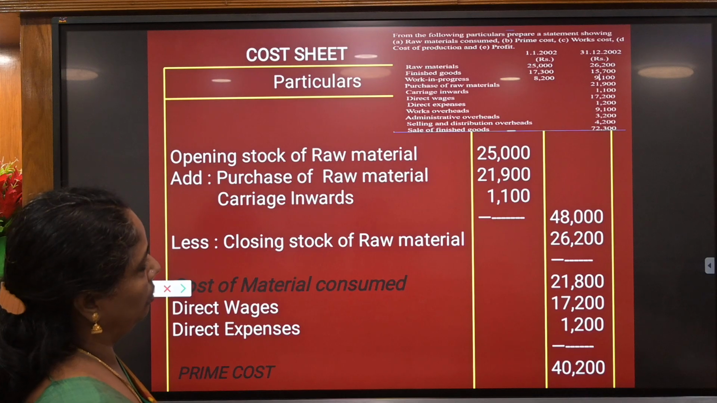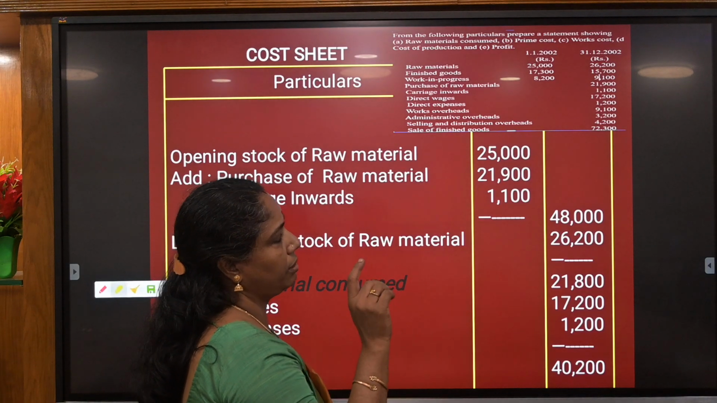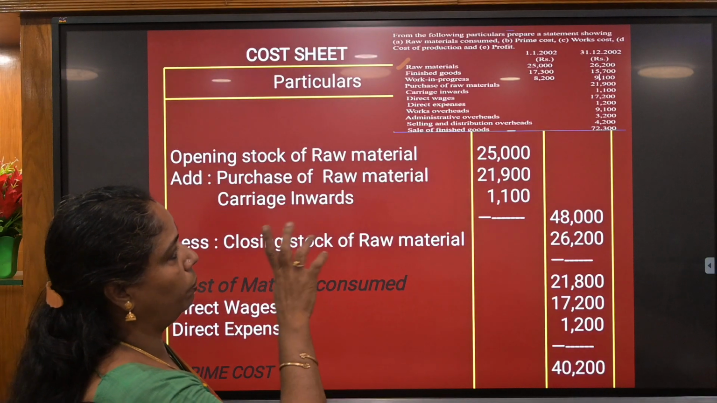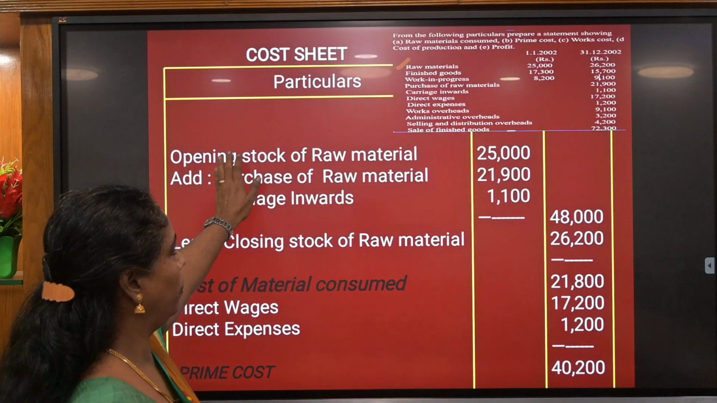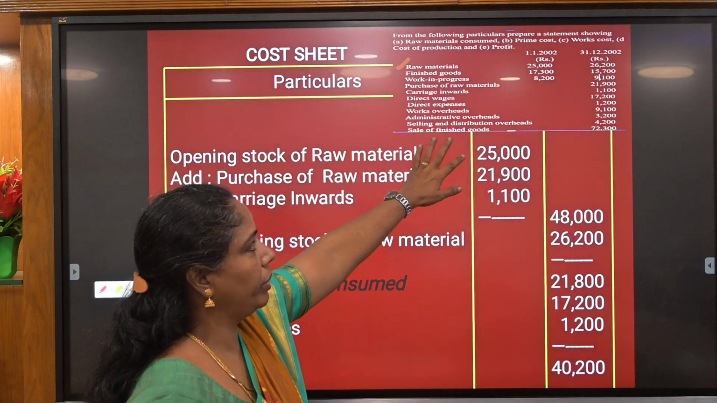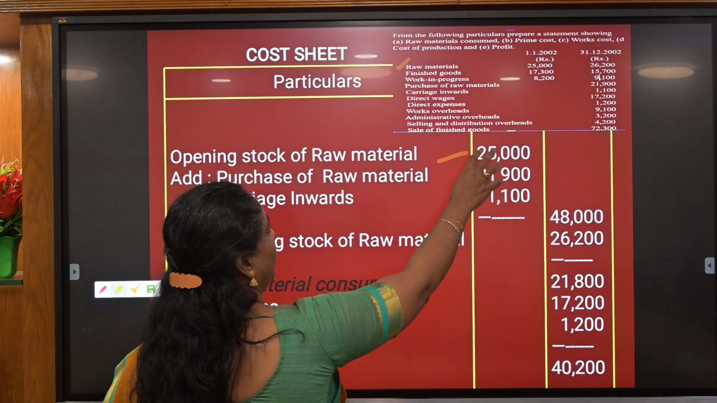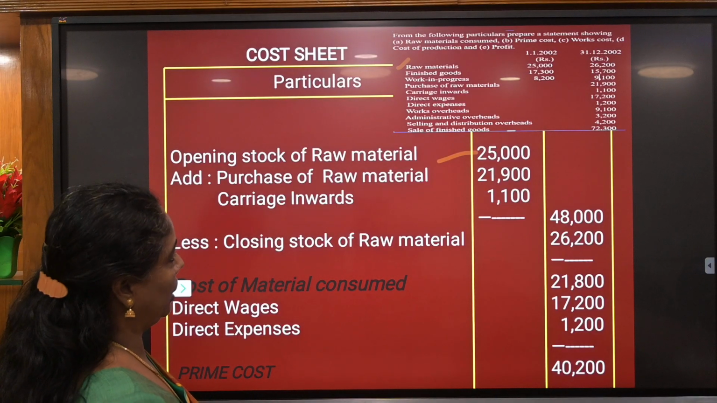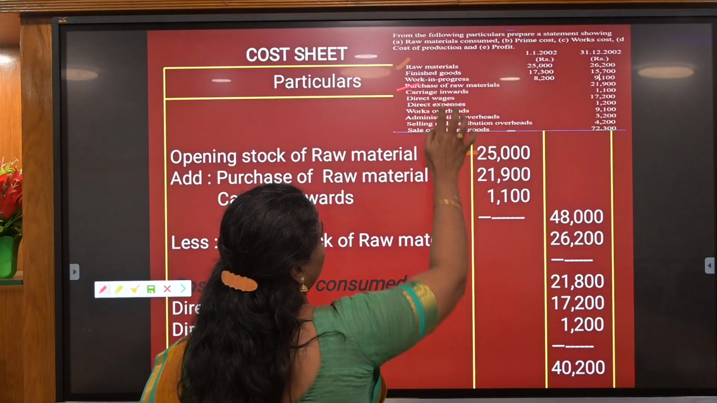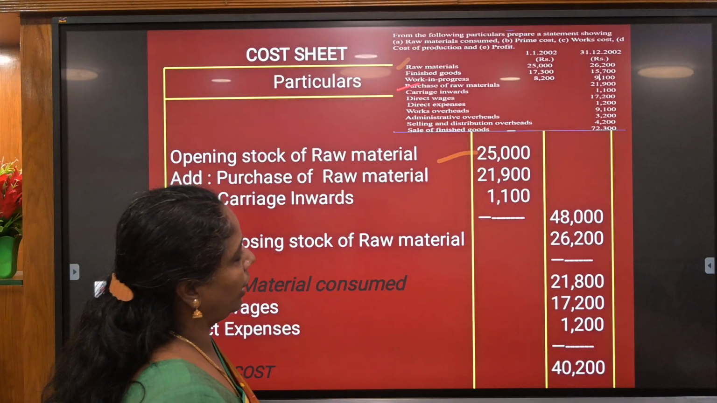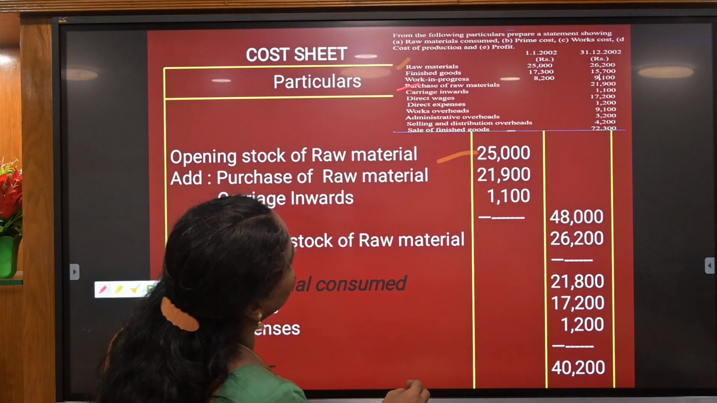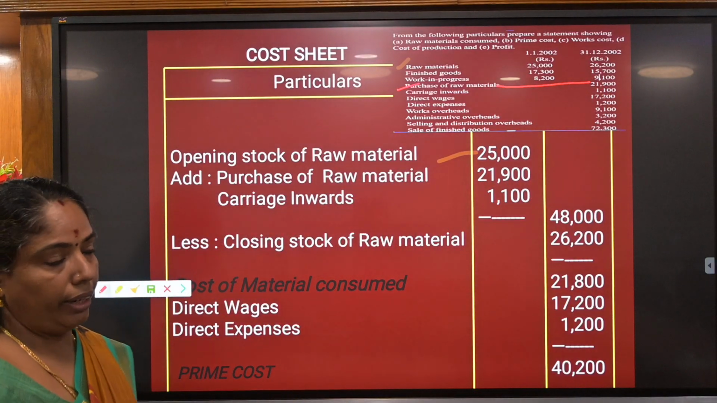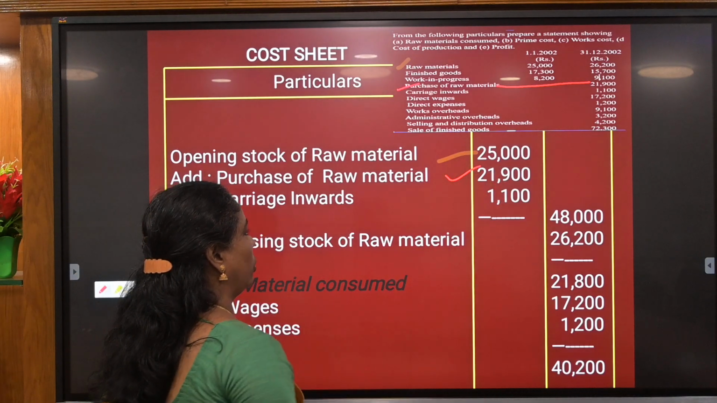See, the first thing we have to start this problem with is raw materials. Here, raw materials starts with the opening stock of raw materials, which is 25,000. Then add the purchase of raw materials, which is 21,900. That we have to add with the opening stock of raw materials.